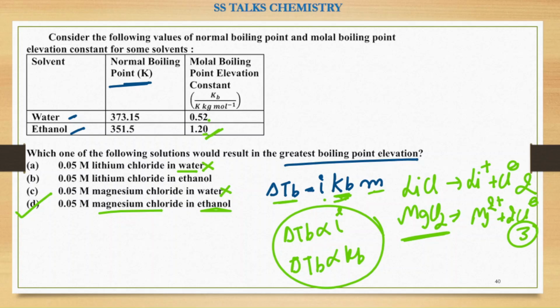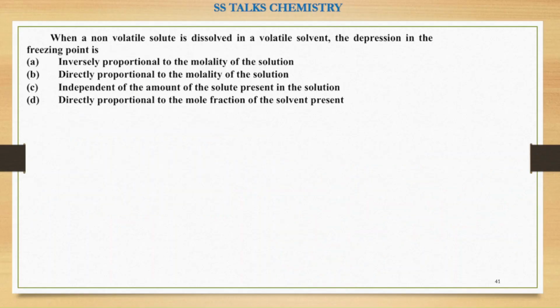Okay. Moving on to the next question, it is this one. It says when a non-volatile solute is dissolved in a volatile solvent, the depression in the freezing point, delta Tf, is proportional to the molality. A direct relationship is there, so it is directly proportional to the molality of the solution. So option B it will be.